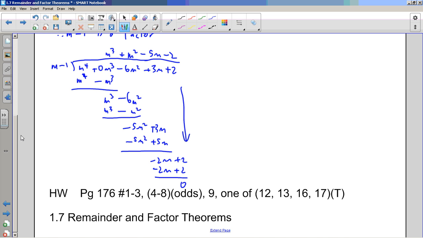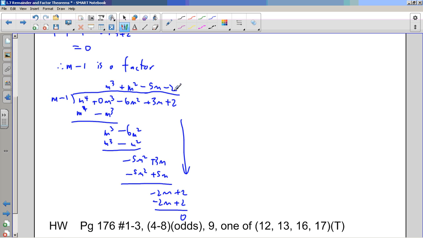But look what happens here. This thing that I'm left with is still a cubic. How do we factor it? Well, it doesn't factor grade 10 style. I'm going to have to go at this again. I'm going to have to use the factor theorem on this.